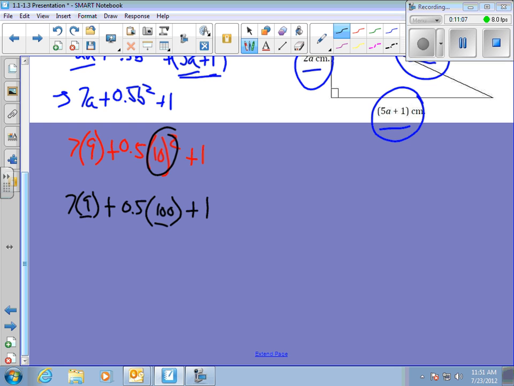Multiplication. 7 times 9 is 63 plus 0.5 times 100 is 50 plus the 1. So that takes care of multiplication and division. Now addition and subtraction, basically 63 plus 50 plus 1 is 113 plus 1, or 114. Centimeters would be your label. So 114 centimeters.